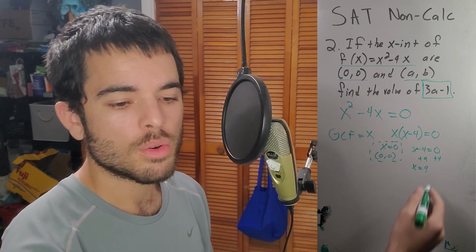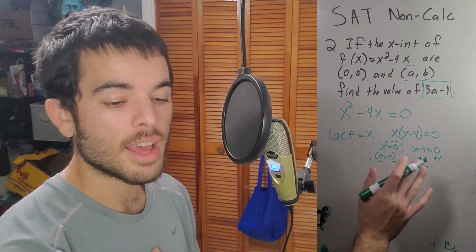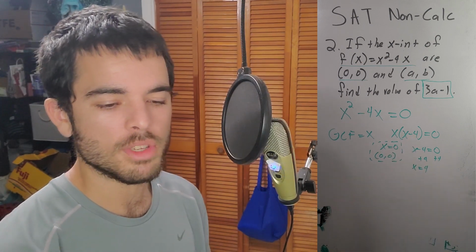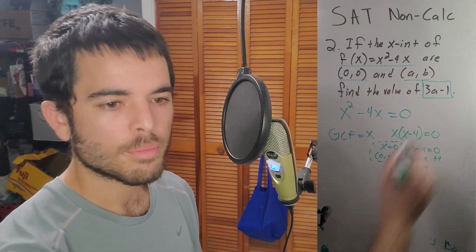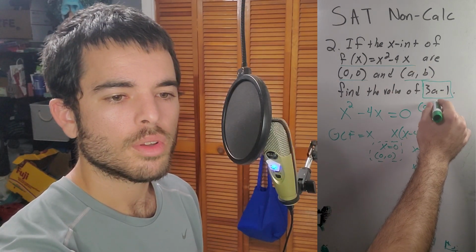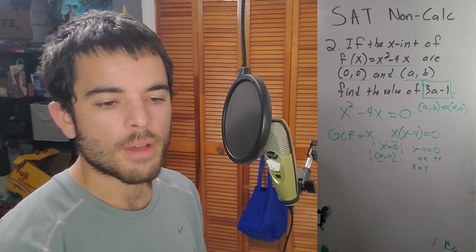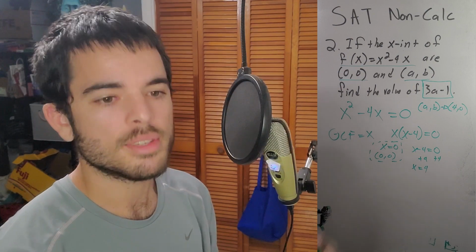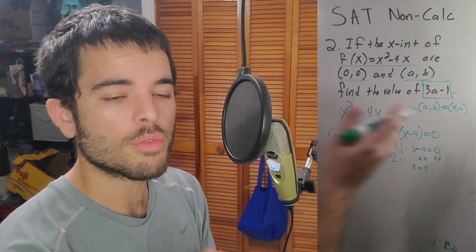If I were to continue, I would have to plug in, this would be the x-intercept. So the y value is automatically going to be 0. So I know that the (a, b) translates to (4, 0). I found out that the other x-intercept is (4, 0). So I know that a is 4, so now I could actually solve for 3a minus 1.